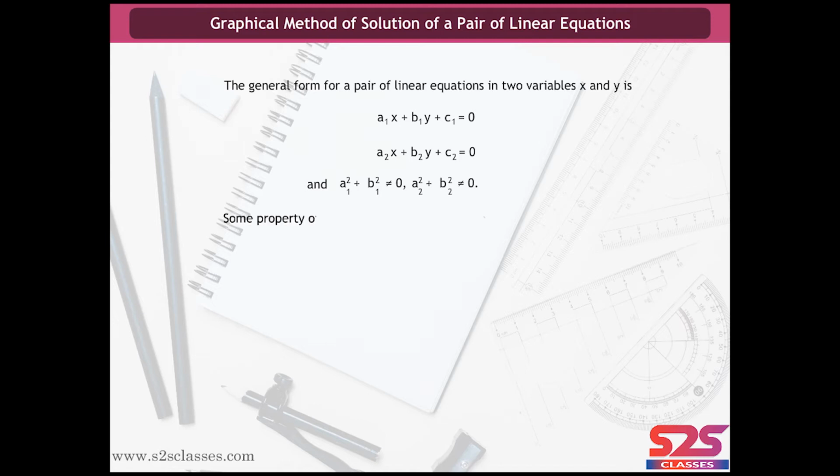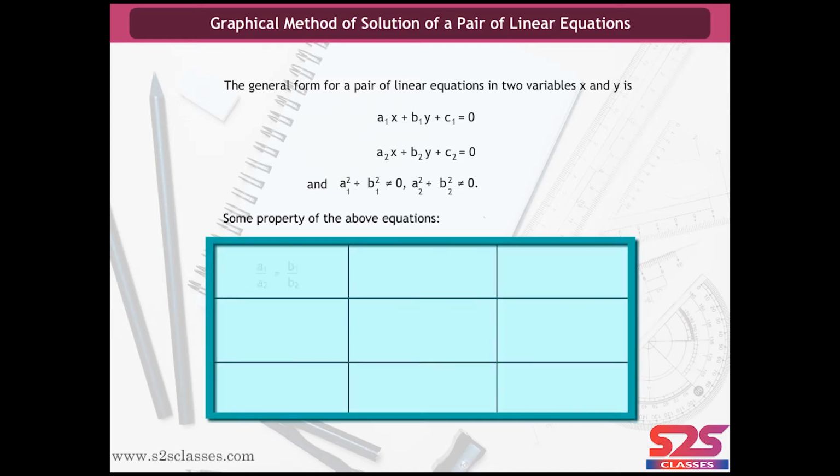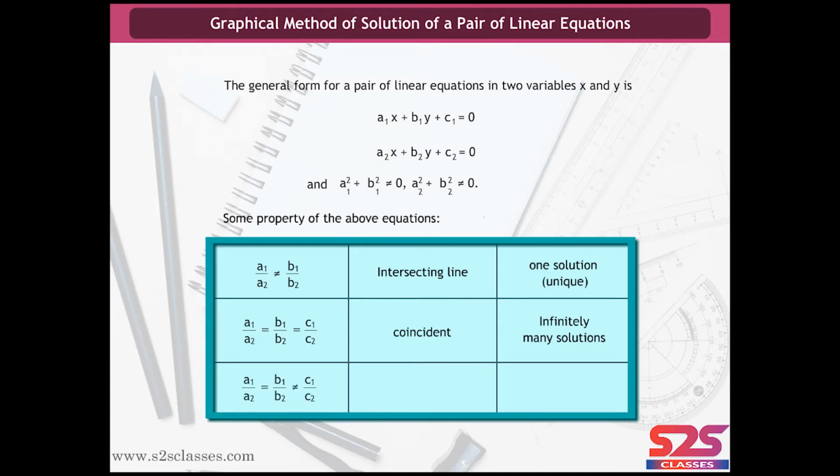Let us see some properties of the above equations. If a1/a2 is not equal to b1/b2, then the lines are intersecting, and there is exactly one solution that is unique. If a1/a2 = b1/b2 = c1/c2, then the lines are coincident and there are infinitely many solutions. If a1/a2 = b1/b2 but not equal to c1/c2, then the lines are parallel and there is no solution.